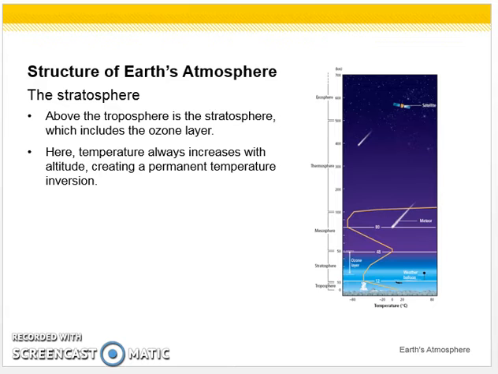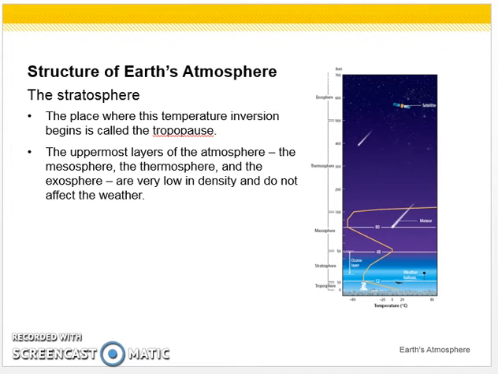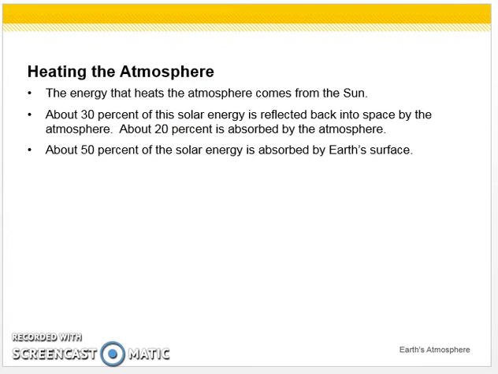Right above the troposphere is the stratosphere, which includes our ozone layer. Here, temperature always increases with altitude, creating a permanent temperature inversion. The place where this temperature inversion begins is the tropopause, as mentioned in the video. The uppermost layers of the atmosphere, the mesosphere, the thermosphere, and the exosphere, are very low in density and do not affect our weather. The energy that heats the atmosphere comes from the sun.